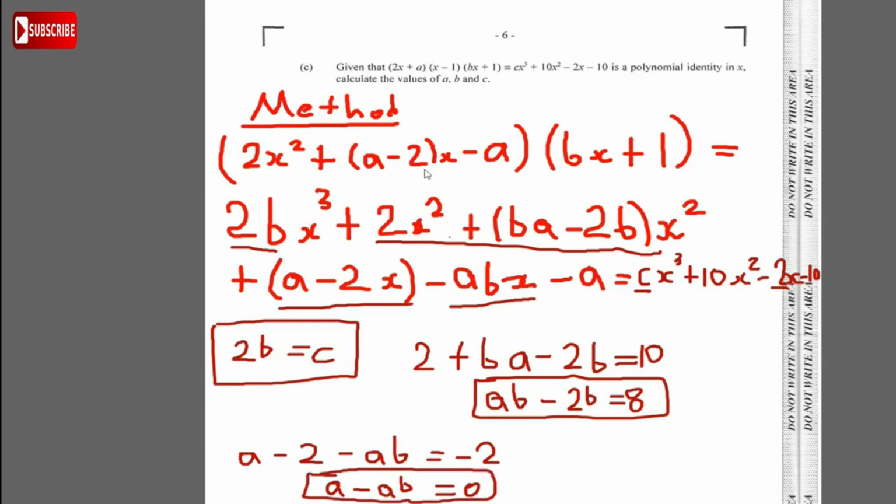And then finally equating constants, we have minus a is minus 10. And so from that, we're getting a equals 10.